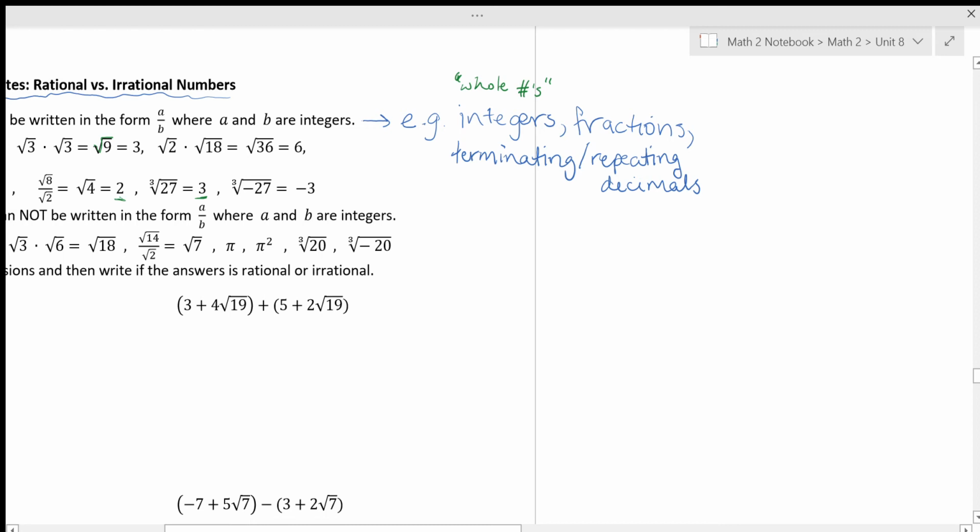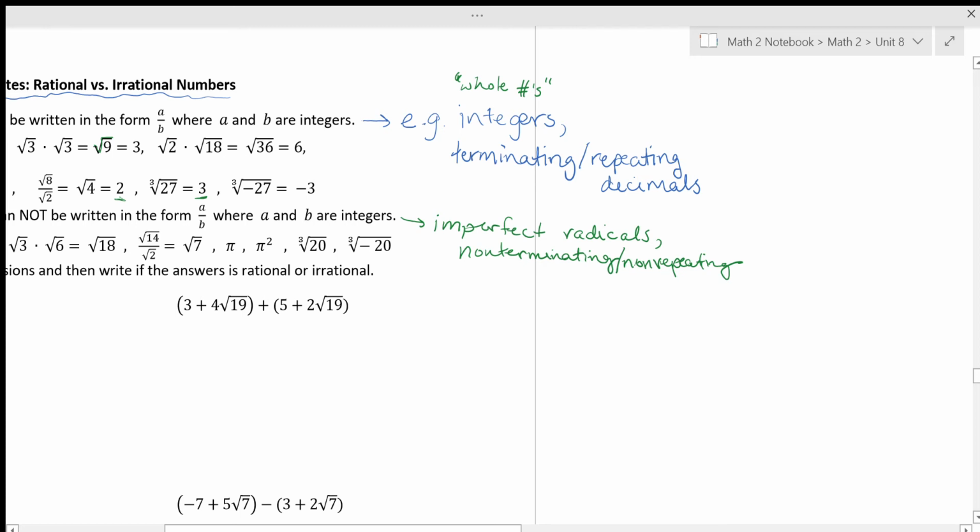Terminating means to end, right? So irrational numbers are any imperfect radicals or they are non-terminating, non-repeating decimals. Actually, I'm gonna erase that.